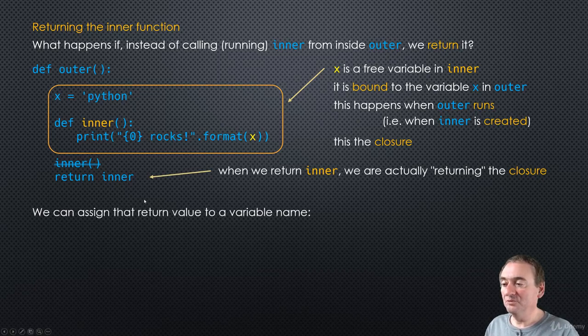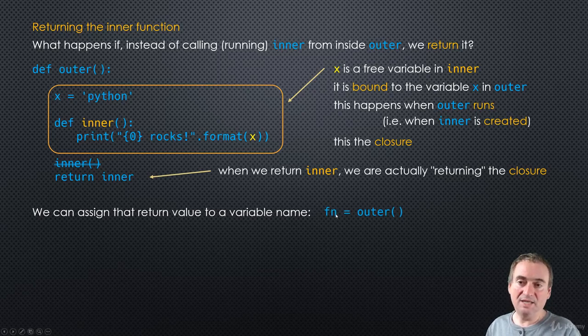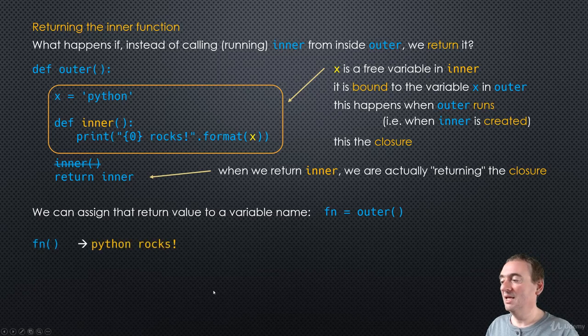Now we can assign that return value to a variable name. When we call outer, we get a function back. We get a closure back, this function with its extra variables. So we can assign it a label, fn. So now fn is that closure. And if we call fn, since fn is really nothing more than inner with the free variables, it will print out Python rocks. Kind of makes sense. But does it really?